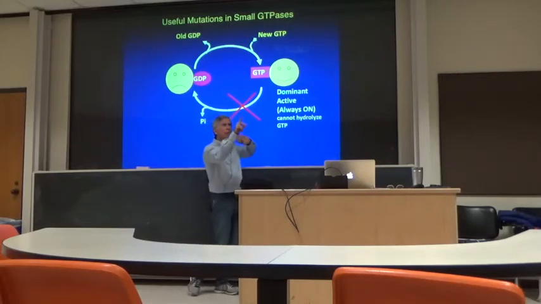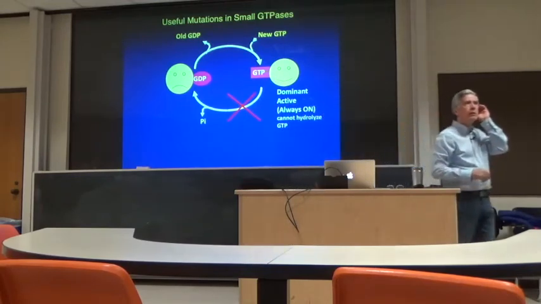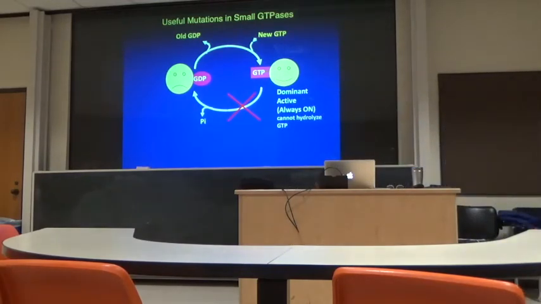Was there a comment up there? Yes. A mutation in GAP, would that also be considered dominant active or no, because it still happens, just really slow? Yeah, so there's a difference.